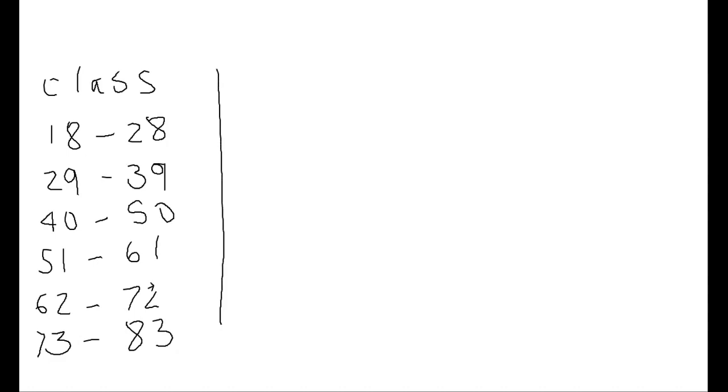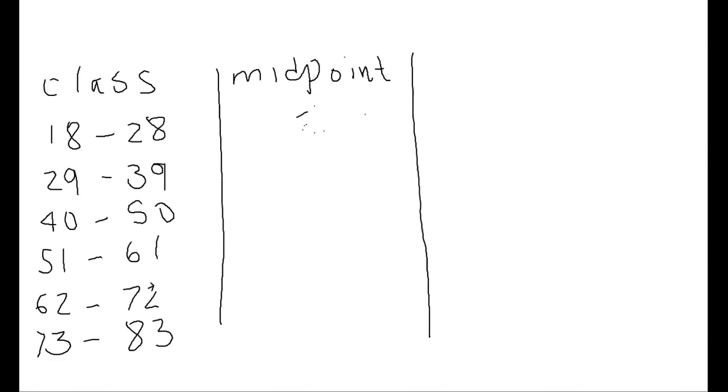Now there is something that is called the midpoint. That is the number that is exactly in the middle of the class. But in order to find that number, one of the ways is to add the two limits and divide by 2. Then if we add 18 plus 28, we get 46. That divided by 2 is 23.